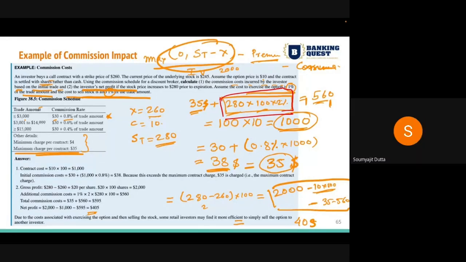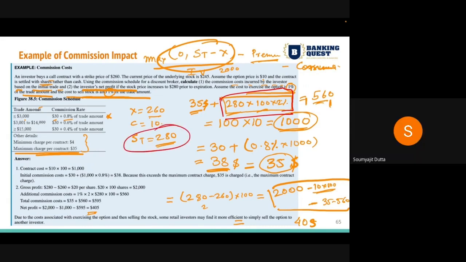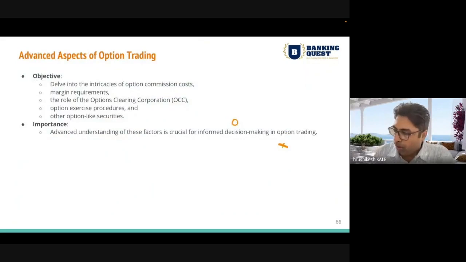Yes, 280 is the strike price. No, not strike price. 280 is the current market price. Don't confuse it with strike price. 280 is the current market price and 100 is the lot size, and 2% is assuming that the cost to exercise the option is 1% of the trade amount and the cost to sell stock is also 1%. Yes. So that is 2%. Perfect. Great. Let's move ahead.